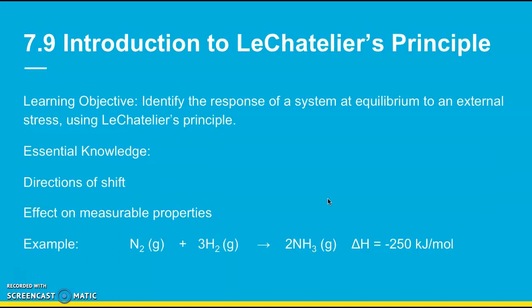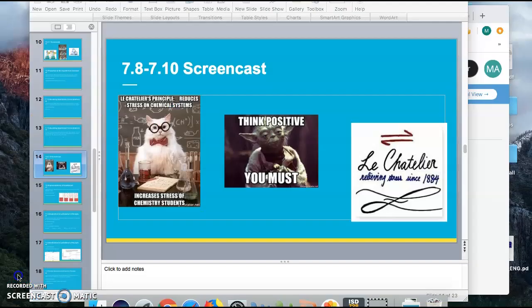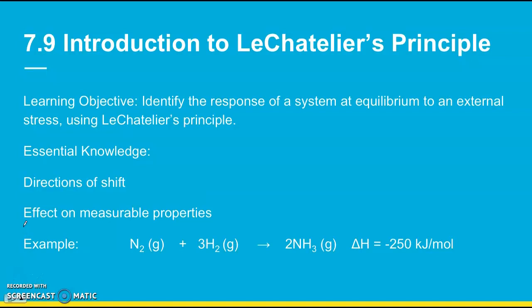7.9 is on Introduction to LeChatelier's principle, and the learning objective is to identify the response of a system at equilibrium to an external stress using LeChatelier's principle. For the essential knowledge, we want to be able to apply LeChatelier's principle to different reactions and determine the direction of shift and what effect that has on measurable properties. And by measurable properties, we're talking about concentrations or pressures.